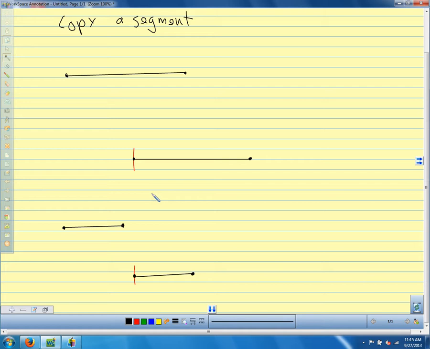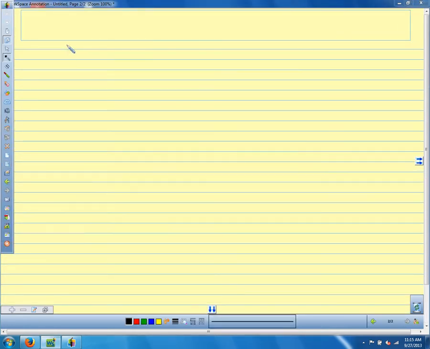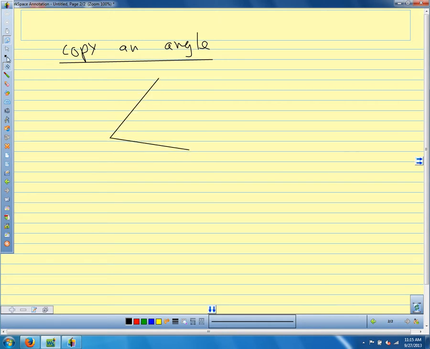Next thing we want to do is copy an angle. We want to make a congruent angle. So we'll start with an angle. So here's my angle. And I want to copy it.